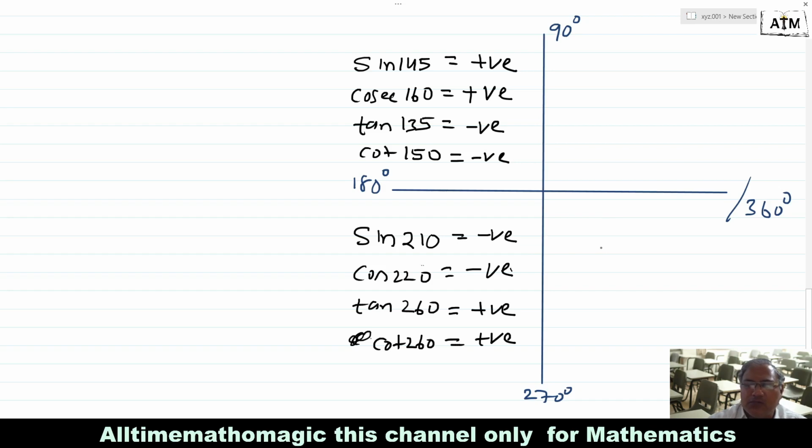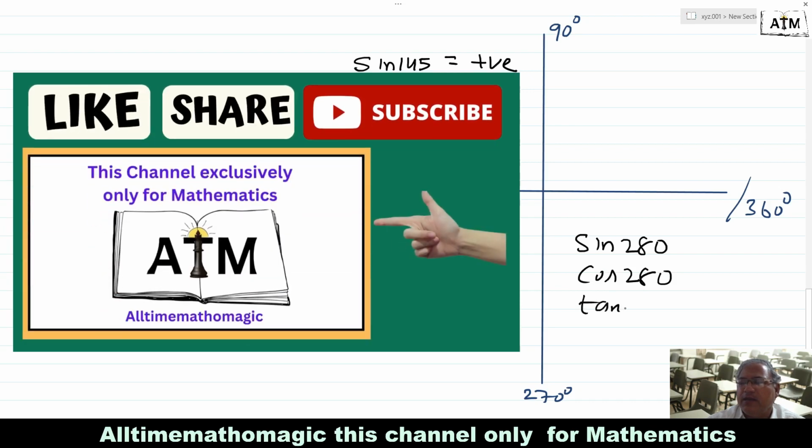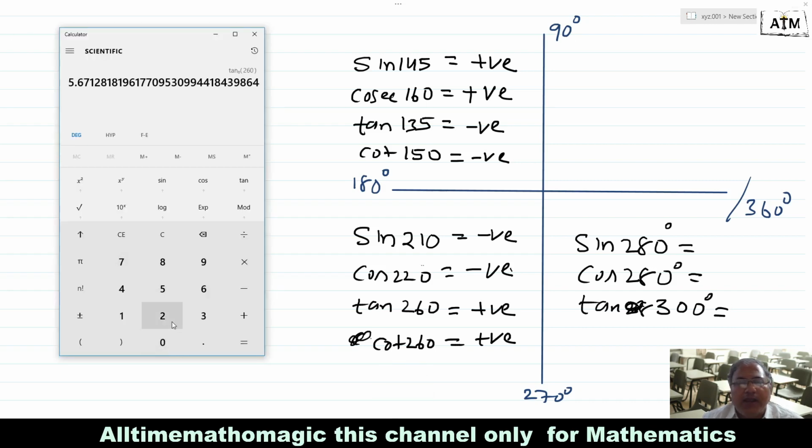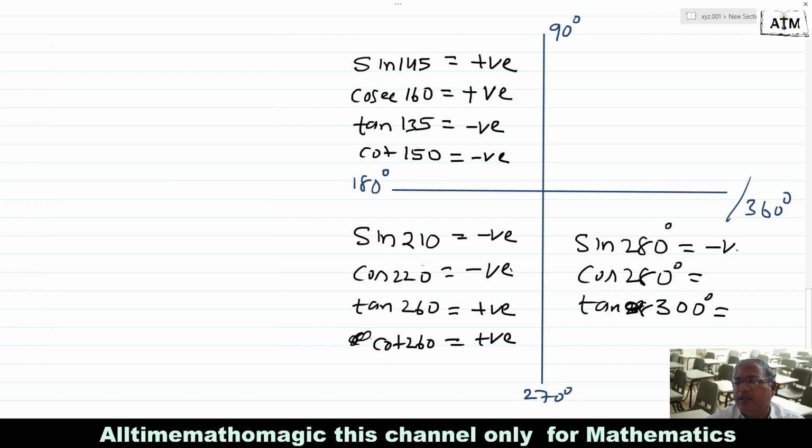Any value greater than 270 degrees and up to 360 degrees. For example, I take sin 280 degrees, cos 280 degrees, and tan 300 degrees. Now let us see the sign of these trigonometric ratios. For that I am using the calculator. Here is sin 280. Sine is negative, so sin 280 is negative.